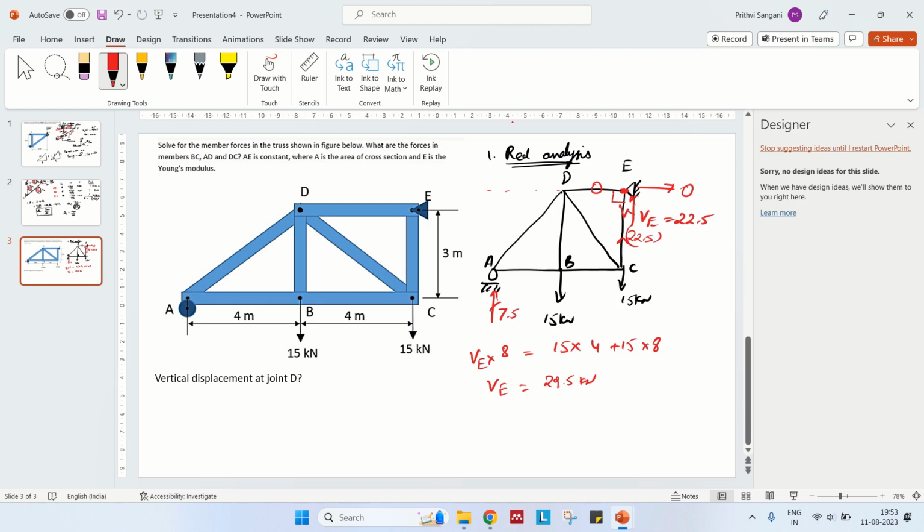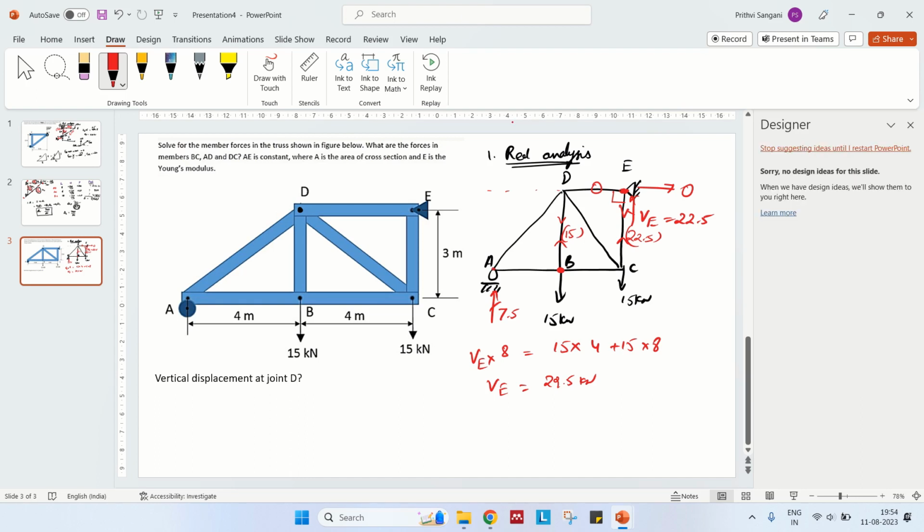This is direct. Now if this is 0, now check this point. At this point, you have 15 kilonewtons tensile acting downwards. This member and this member are again orthogonal, so this has to carry 15 kilonewtons. Okay. Now what about this member? This member we can only check by this point.